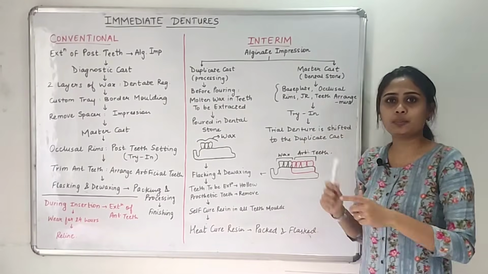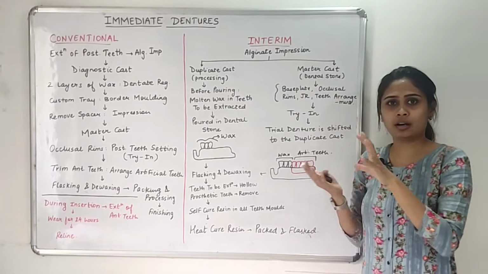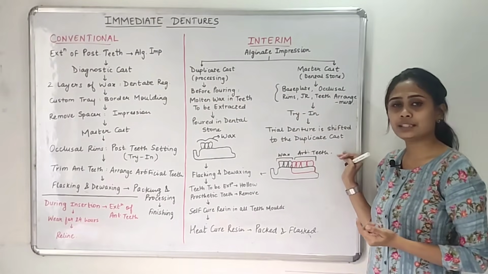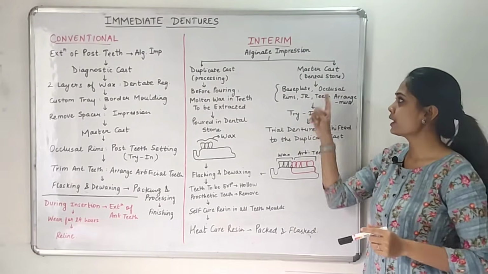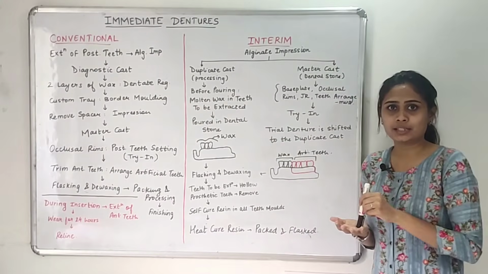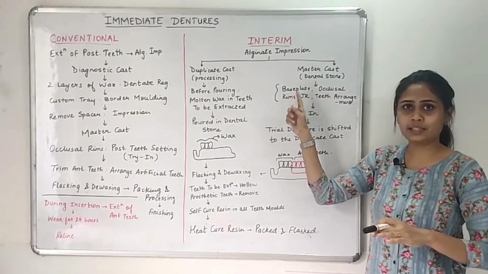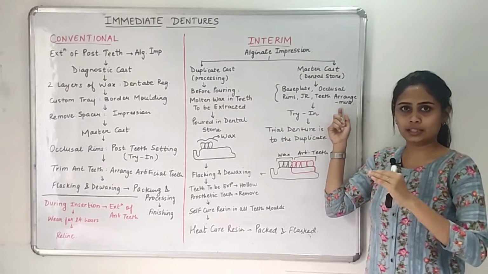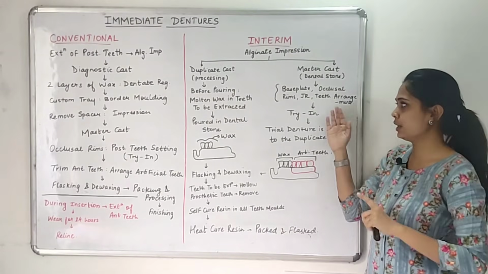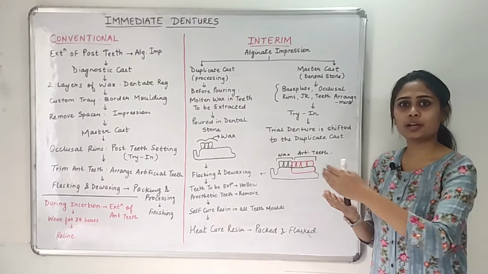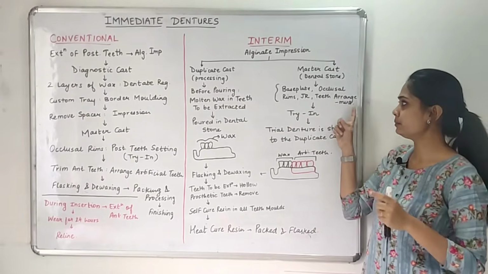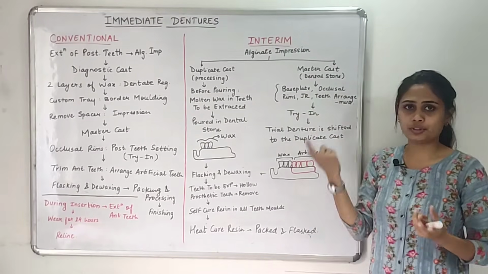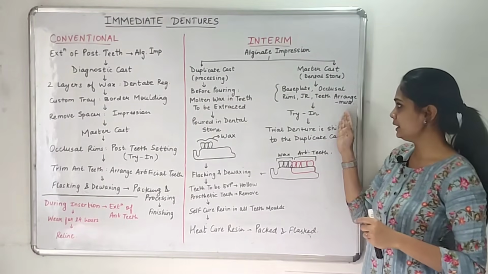In the master cast, we pour it into the dental stone, and here we saw what to do with the anterior region. Here we'll see what to do with the posterior region. After making the master cast, we'll make the base plates, fabricate the occlusal rims, record the JR, and do the teeth arrangement for the posterior region. In the master cast, we do everything for the posterior area.